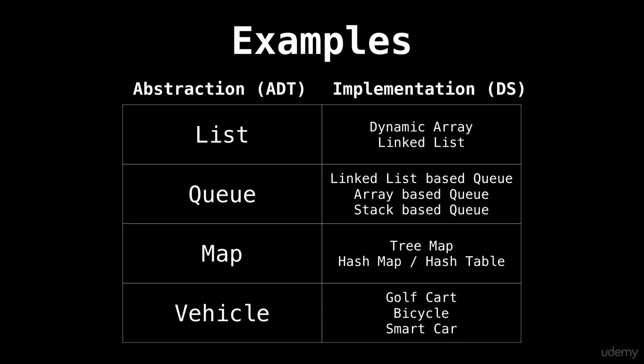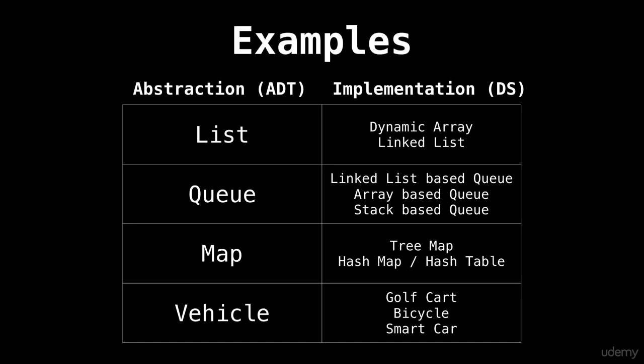Here are some examples of abstract data types on the left and some possible underlying implementations on the right-hand side. As you can see, a list can be implemented in two ways. You can have a dynamic array or a linked list. They both provide ways of adding, removing, and indexing elements in the list.